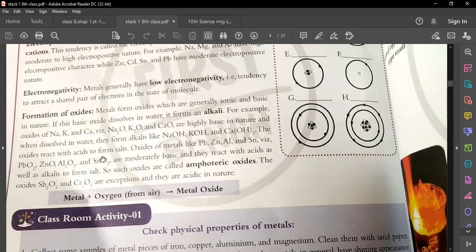Whenever the metal reacts with the oxygen present in the air, it will form metal oxide. But is this metal oxide acidic in nature or basic in nature? Basic. Vedika, understanding? Yes, sir. Whenever the metal reacts with the oxygen present in the air, it will form metal oxide. All the metal oxides are basic in nature.